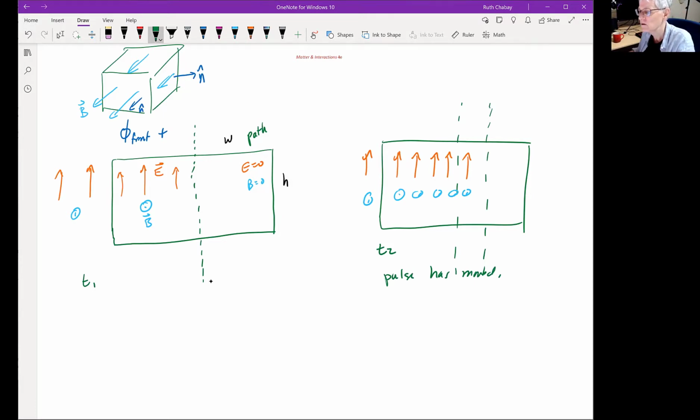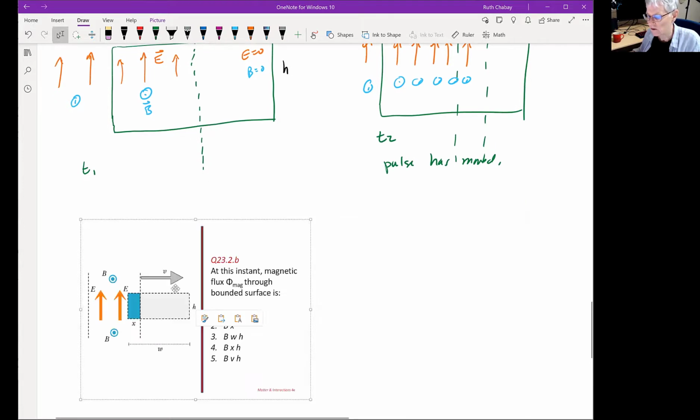Okay. So, and then we're going to take the difference in those to get the difference in the magnetic flux, and then we'll see what we find out, all right? So that's the game we're playing. So now let's see if we can do this together.